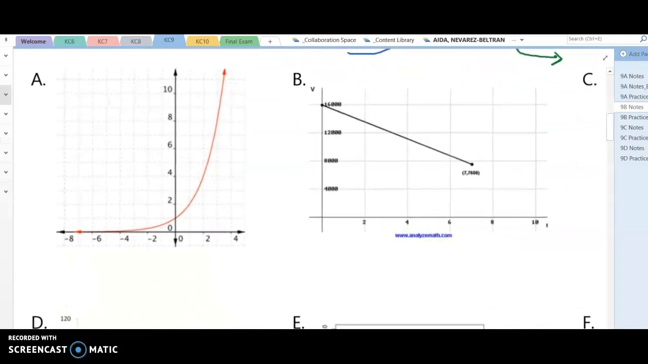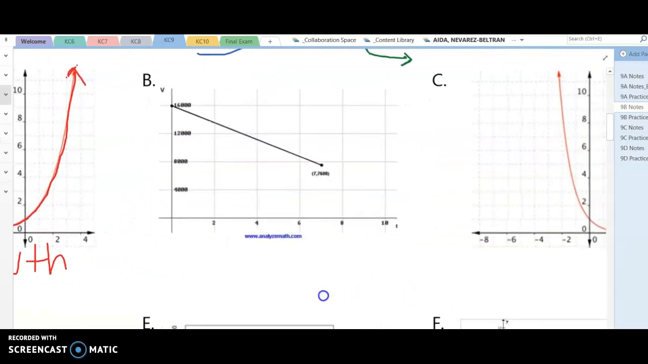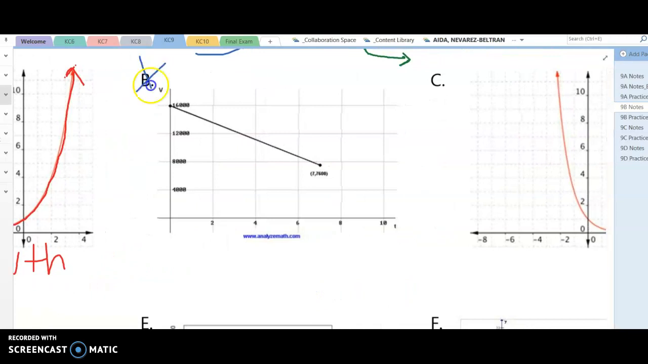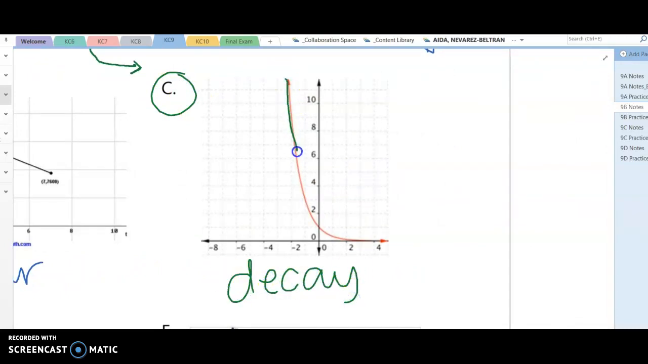So if we look at A, right, this one's growth, right, because your line is starting and then it goes up, growth, right? Let's look at B. B is not. This one is linear. This one's a line. It's not exponential. C. Yep, this one is, right? This one is decay because your line is going down.